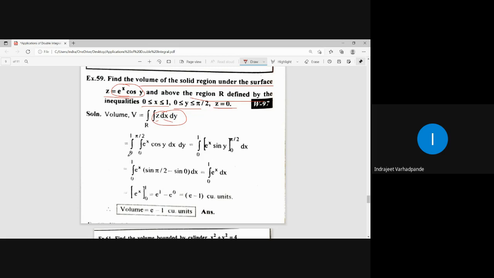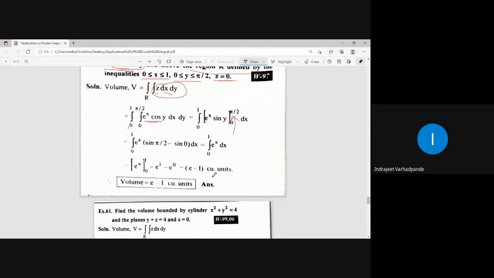Limits of x are between 0 to 1, limits of y between 0 to pi by 2, z dx dy में z is given to you as e to the power x cos y dx dy. Integrate either first with respect to x or y, do the simplification and get the answer. If you are integrating first with respect to y, x will be treated as constant, limits of y will be put between 0 to pi by 2, simplify, get the answer.